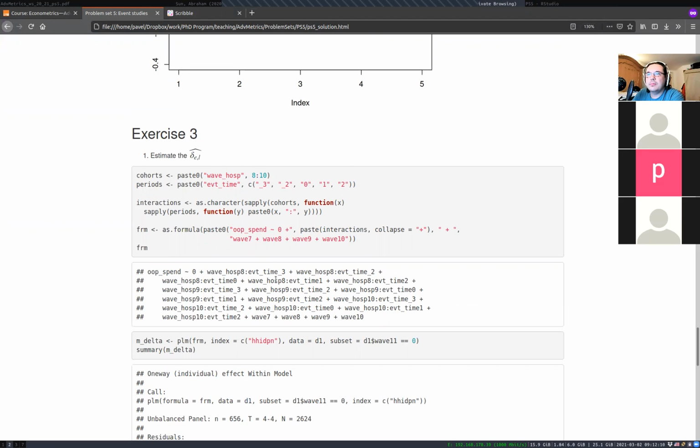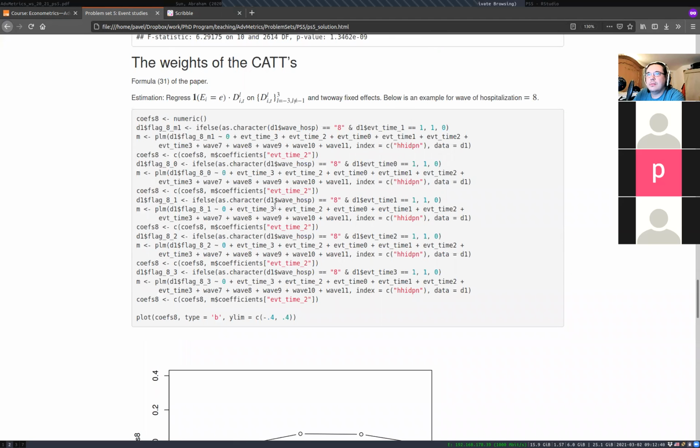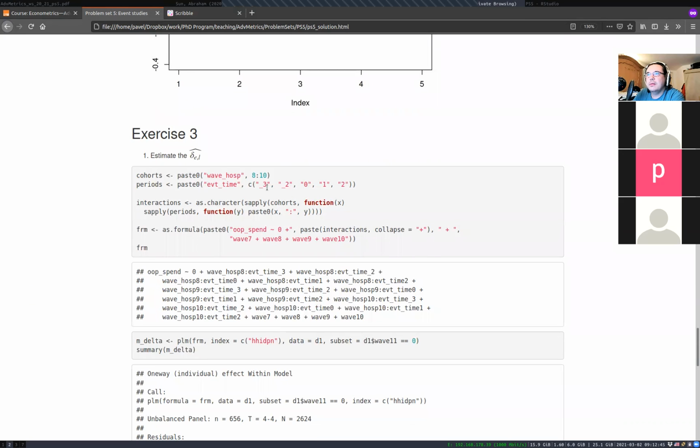Well, obviously we can write them manually, but I was lazy. So our cohort variable is the wave of hospitalization, and we drop the last wave, wave 11. So that's the last cohort. From our specification, we have all sorts of relative time periods. We include the same time periods we had before, I think. Yeah, except the third one. So we don't have the last time period as well.